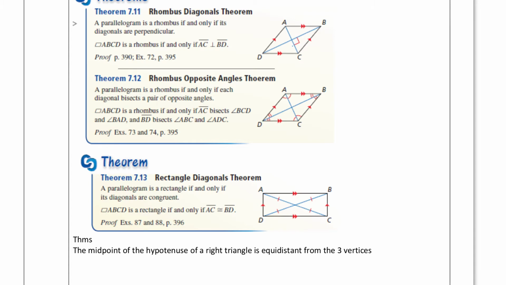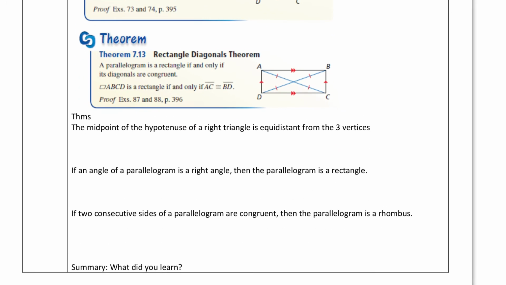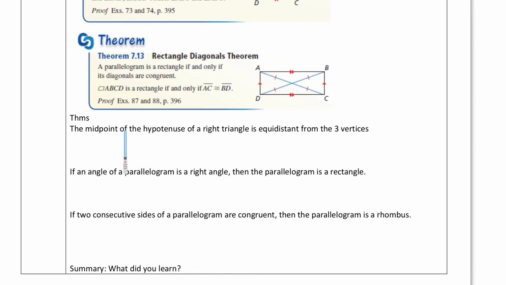So there's quite a few things we've covered, and here's a couple more theorems. The midpoint of the hypotenuse of a right triangle is equidistant from the three vertices. So here's what I'm saying on this one. If I have a right triangle and the midpoint, we're going to talk about this more later, the midpoint of the hypotenuse, so here's the midpoint, and we've kind of done this already. This is going to be equidistant from the three vertices. In other words, this, this, and that are all congruent.